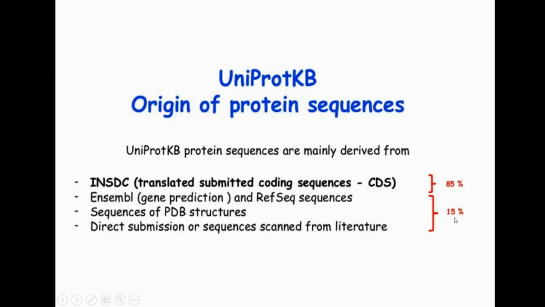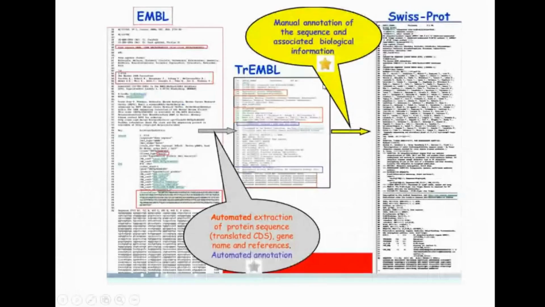The remaining 15% comes from the sequences of PDB structures, direct submission, or sequences scanned from the literature. So these are the sources of protein sequences in UniProt KB. Here I have shown how the sequences move from the nucleotide database to the translated EMBL, and from the translated EMBL to Swiss-Prot.